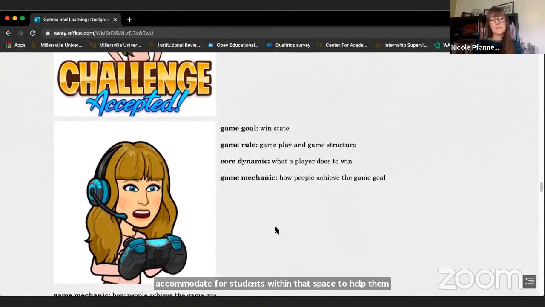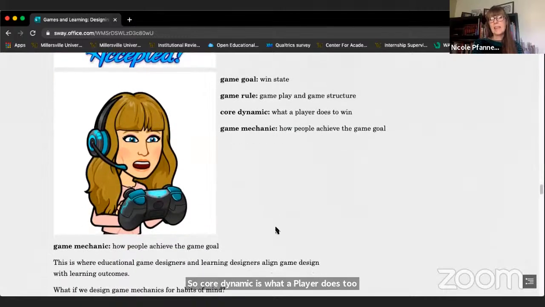And then just some very general terminology. The game goal is the win state. What is it to win a particular game? Game rule or the gameplay and game structure. So how rules, and this is my favorite part of games, it's a series of rules that require us to have fun. Sounds a little bit counterintuitive, but that is 100% how games work. The core dynamic and the game mechanic, these are the 2 ideas that we're going to talk about specifically with learning design. So core dynamic is what a player does to win, and the game mechanic is how people achieve that game goal. So what are the actions?